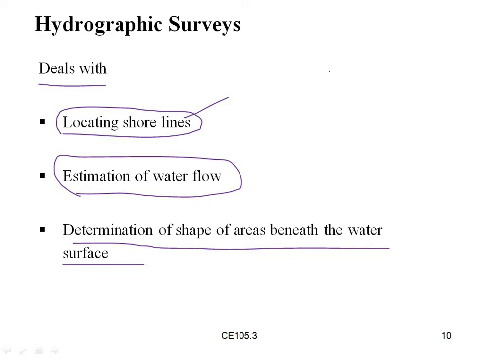So the shoreline will be decided from the hydrographic surveys. And we will be estimating the water flow, how much quantity of water is flowing in the dams, reservoirs and overhead tanks. When water is pumped from one place to another place, how much quantity of water is required is the estimation of water flow. And the next is determination of the shape of areas beneath the water surface. Under the water surface also we will be estimating the surface. These are called hydrographic surveys.